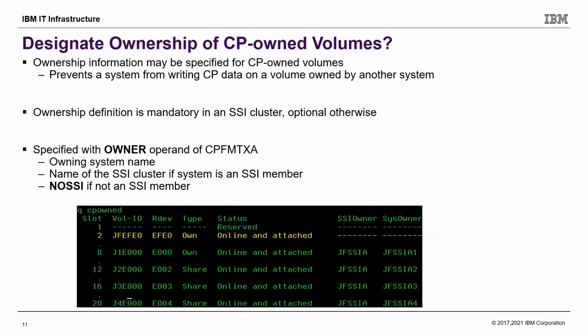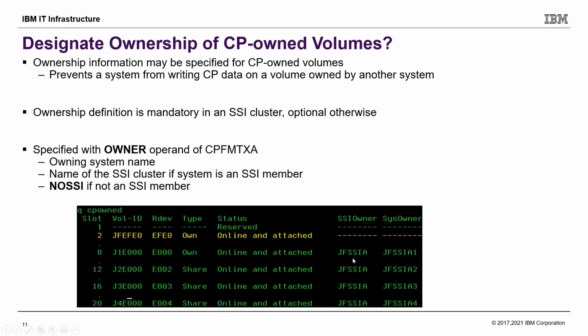If you're in an SSI cluster, ownership information is mandatory for CP-owned volumes. If you're not in an SSI cluster, it's optional, but it is useful. It's one of those things that I would say is a good practice or even a best practice. You define this on CPFMTXA using the OWNER operand. You specify the system name, and if you're in a cluster, you specify the name of the SSI cluster. Otherwise, you specify NOSSI. The owner and ownership information is displayed by the QUERY CPOWN command in these two columns on the right.